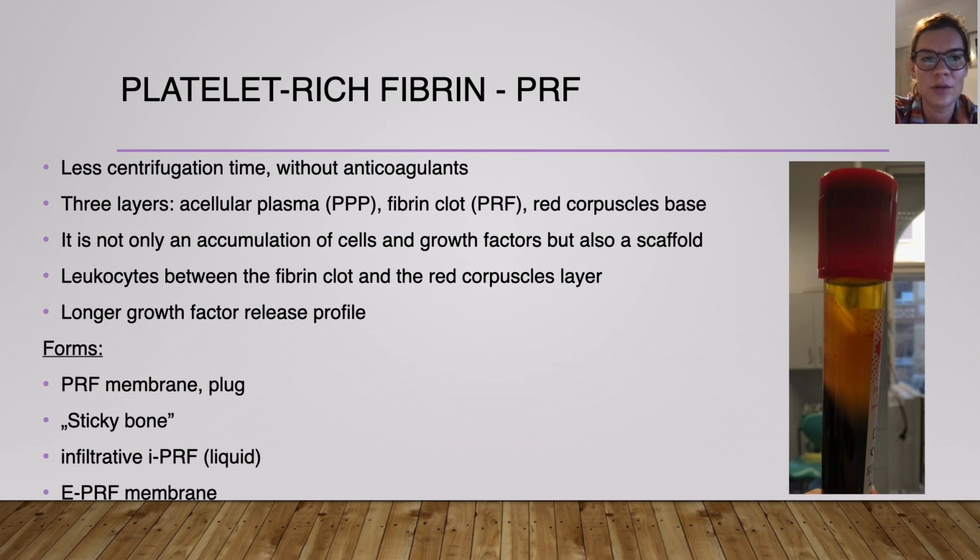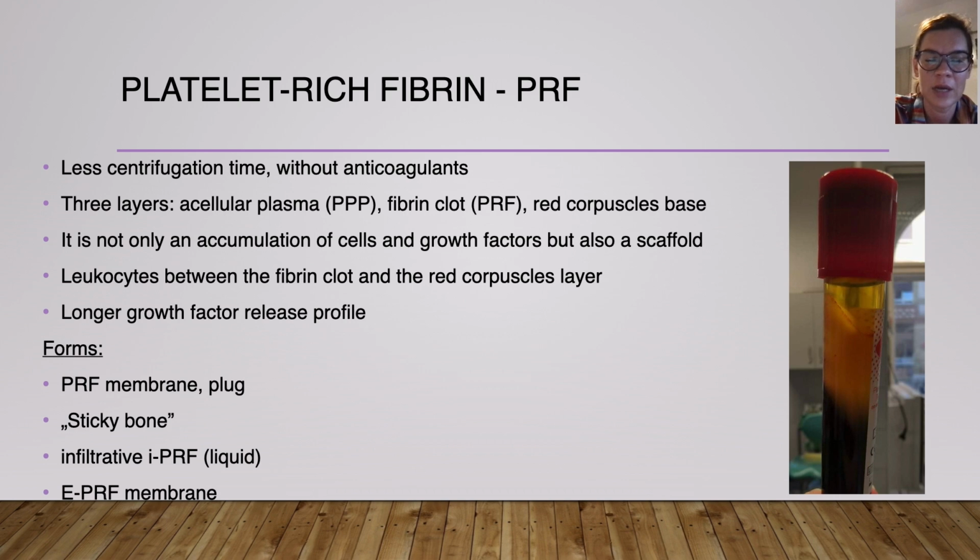It has 3 layers. On the top, we could find the acellular plasma layer. After that, the fibrin clot, which is white. And on the down part, it is the red corpuscle base, where we could find the red blood cells. The consistency of this product is gel. So it is not only just a concentrate of the cells, but it could also be a scaffold for the wound healing and for the new bone formation. We could find the leukocytes in the white particle in the middle part of this product, and also they have the larger growth factor release profile.